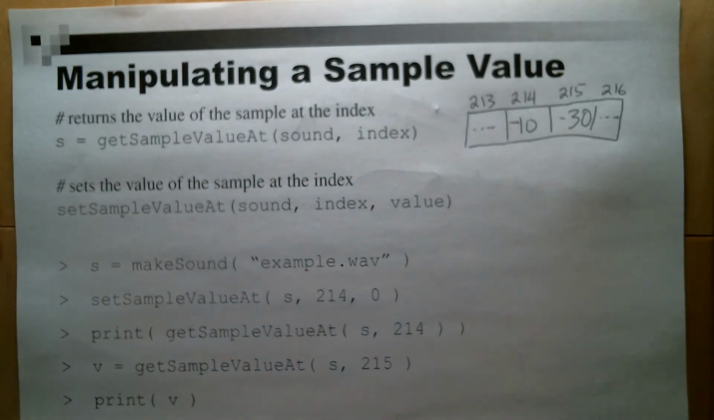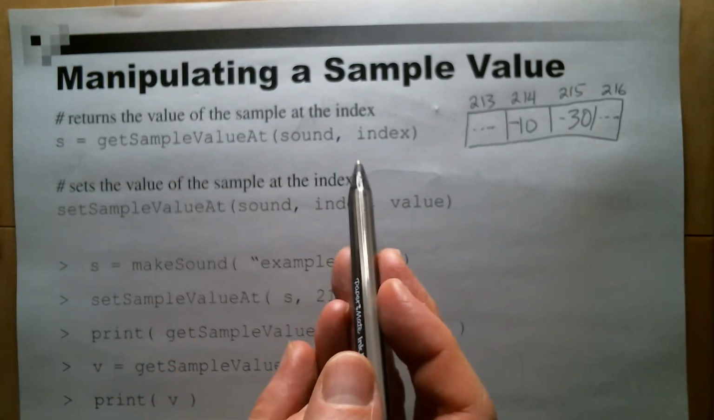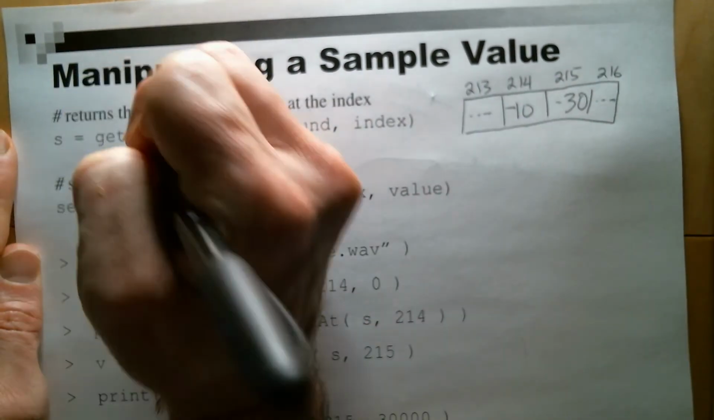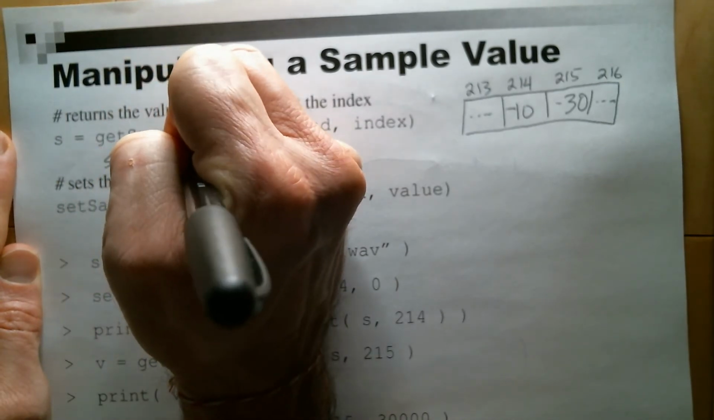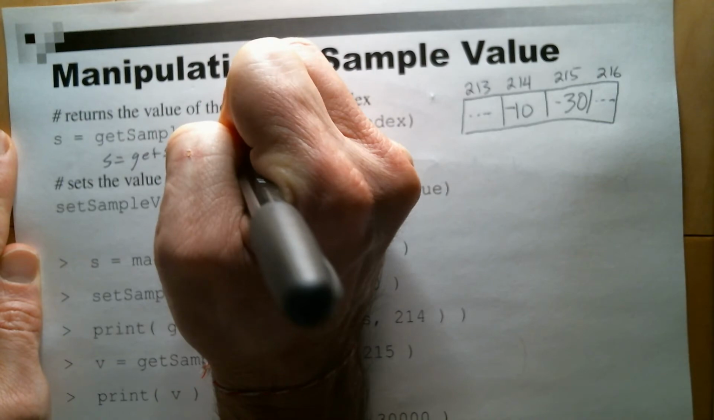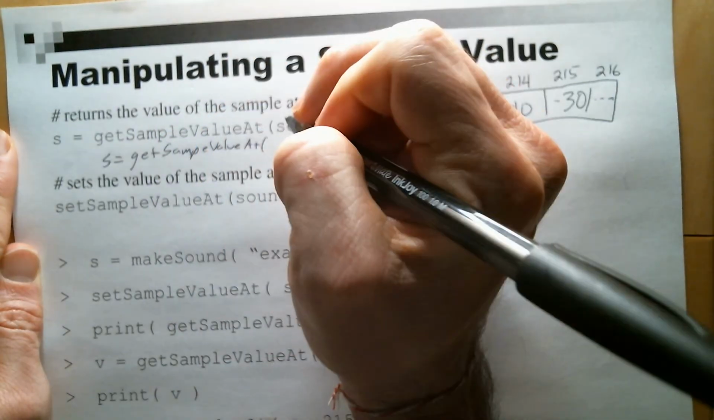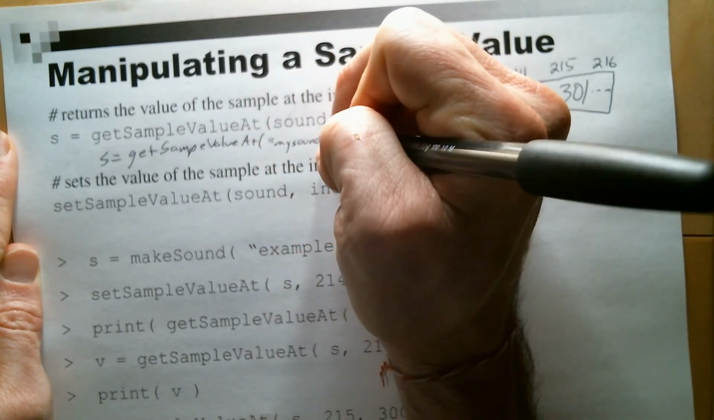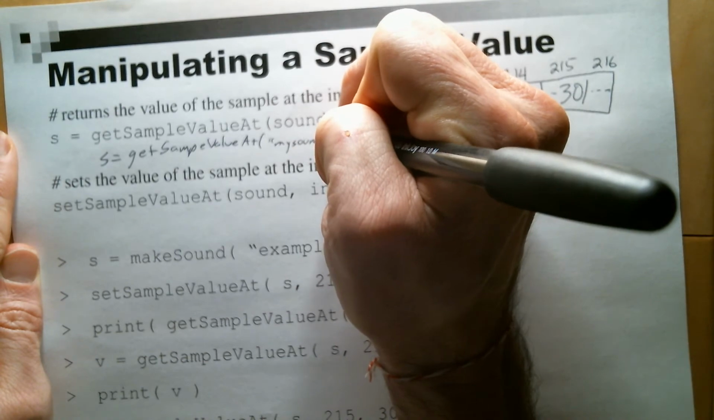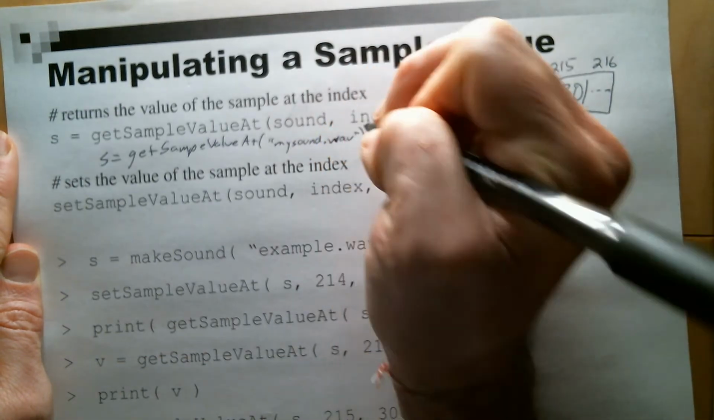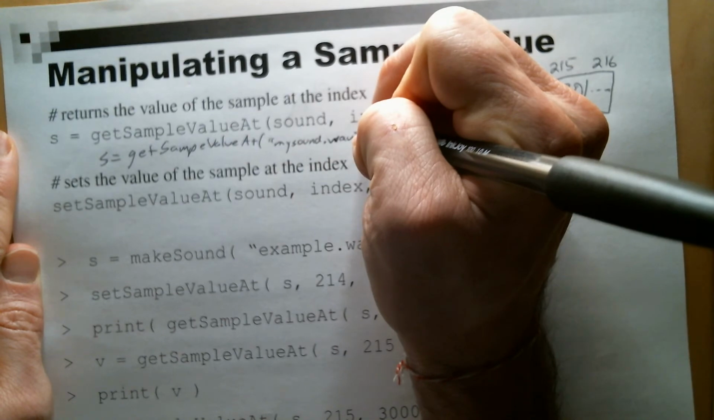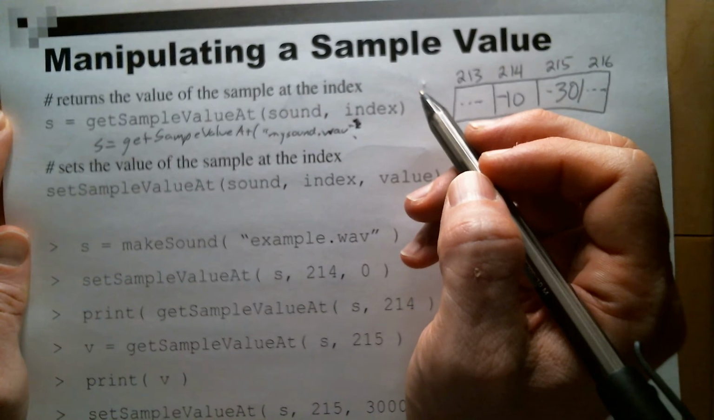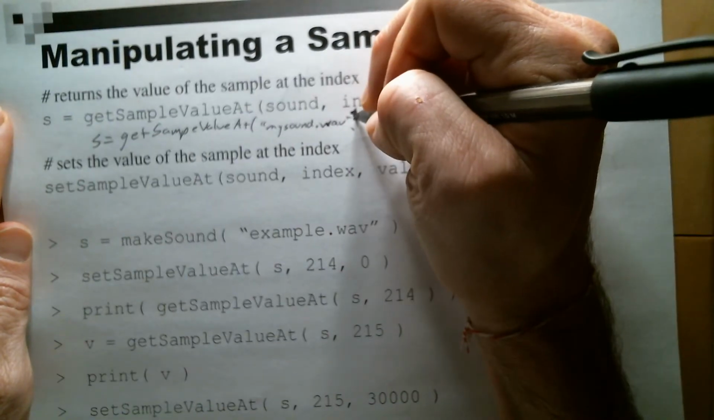So again, when we say get sample value at, we might provide an actual file. So it might be s equals get sample value at my sound dot wave, and then we'd have to provide an index number, and that would just be the location in memory. And much like our coordinates started at 0, the first index is going to start at 0.